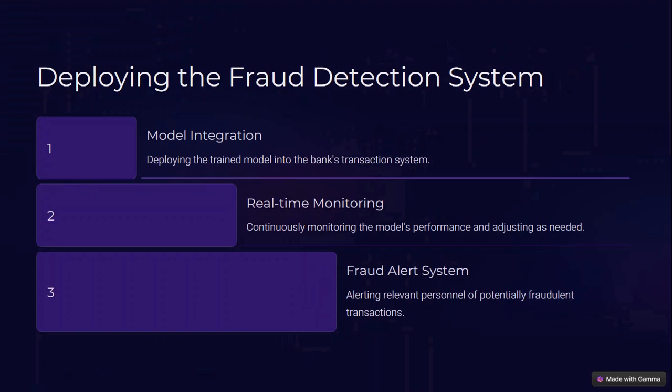Here we will discuss deploying the fraud detection system. Once trained, the model is integrated into the bank's transaction system. Real-time monitoring relies on statistical process control to track model performance over time. Feedback loops allow us to adjust statistical thresholds and retrain models with new data, ensuring the system adapts to emerging fraud patterns.